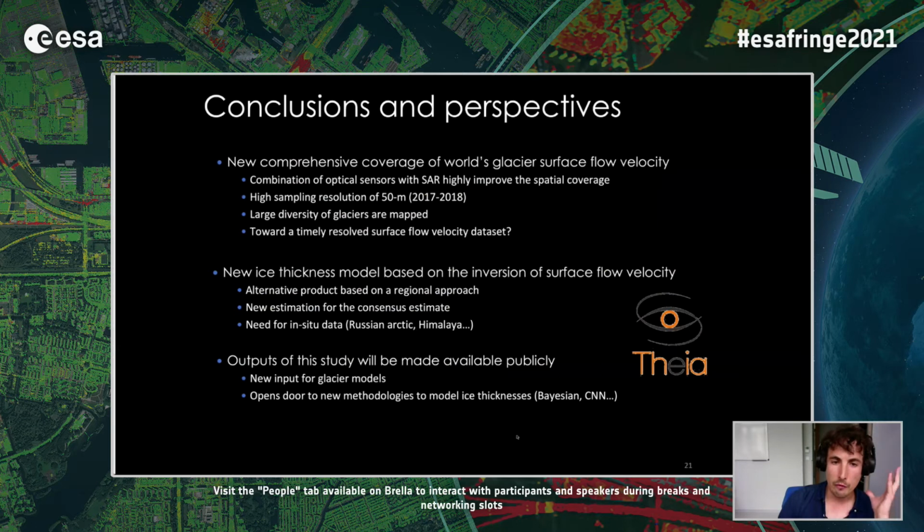So as a conclusion, we have a new product of ice velocity mapping globally at a resolution of 50 meters that combines both optical and radar data. So we use this new ice velocity mapping to re-estimate the volume of the world's glaciers globally. Our results show drastic differences, especially with a previous estimate, that will have a large impact for the future prediction of glaciers. And we hope that this new data set, which will be made available publicly soon, will open doors to new methodology for future prediction of glacier evolution, but also to model ice thicknesses. So yeah, thank you.